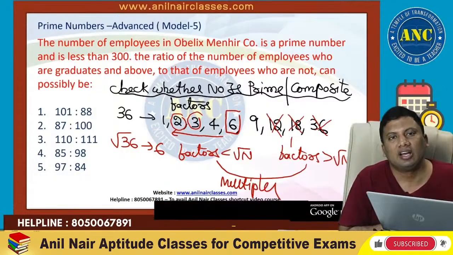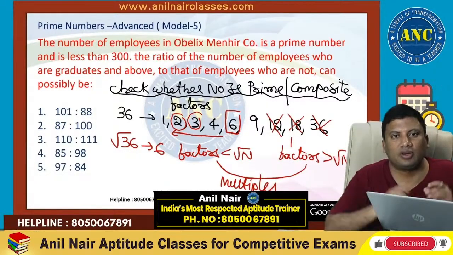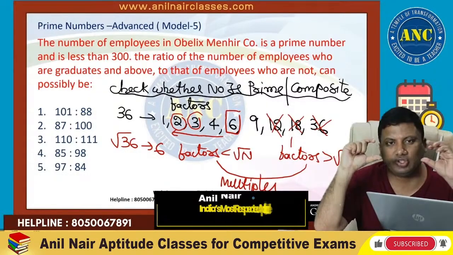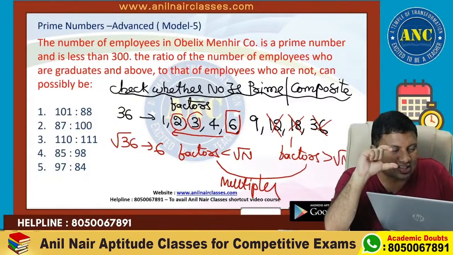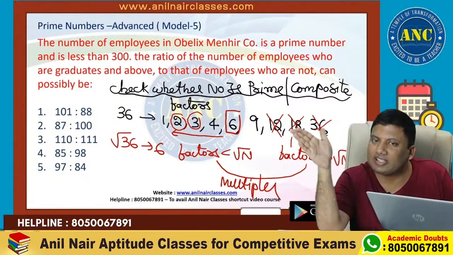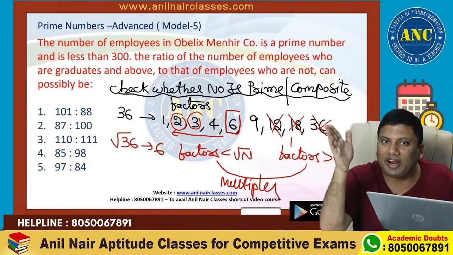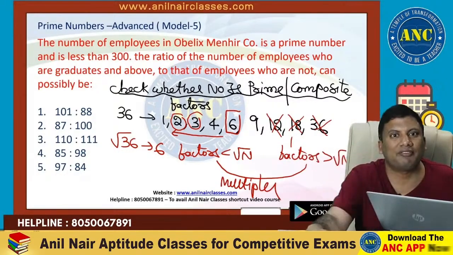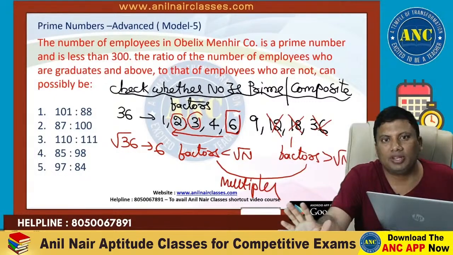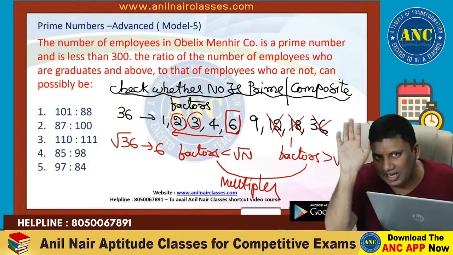36 is nothing but 2 square into 3 square. That means if n is a natural number, write down root 10. All the factors less than root 10, all the factors greater than root 10. All the factors greater than root 10 are nothing but the multiples of the factors less than root 10. I hope the idea is clear.